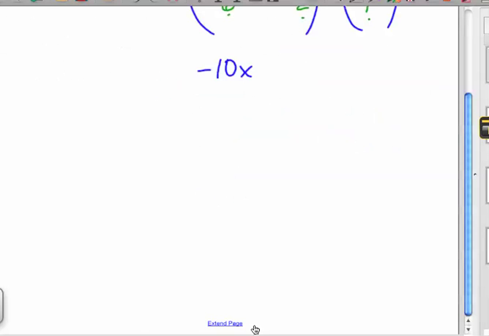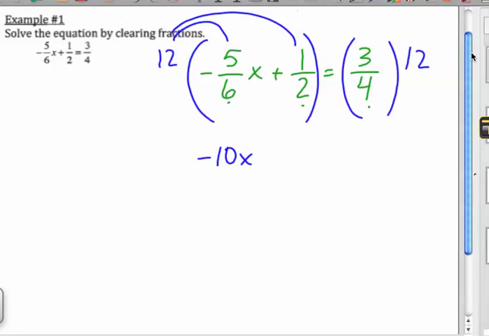Everybody see that? I was just doing that in my head. Does that make it easier? Right? Do you see that the 6 canceled with the 12 and it became a 2? Right? This became a 2. 2 times negative 5 gave us negative 10. But I didn't write it there because it's not going to be a 2 for the next one.